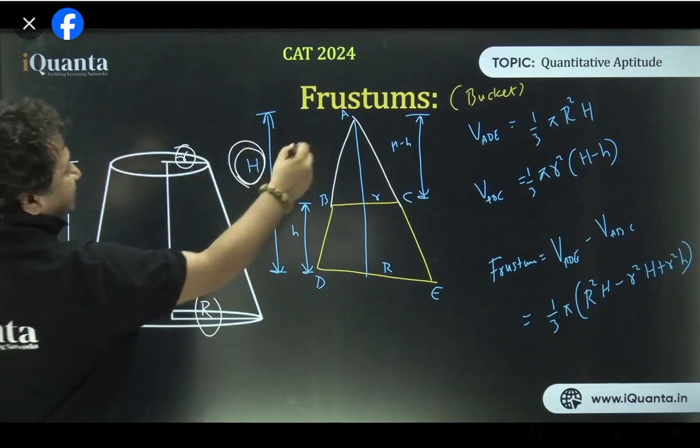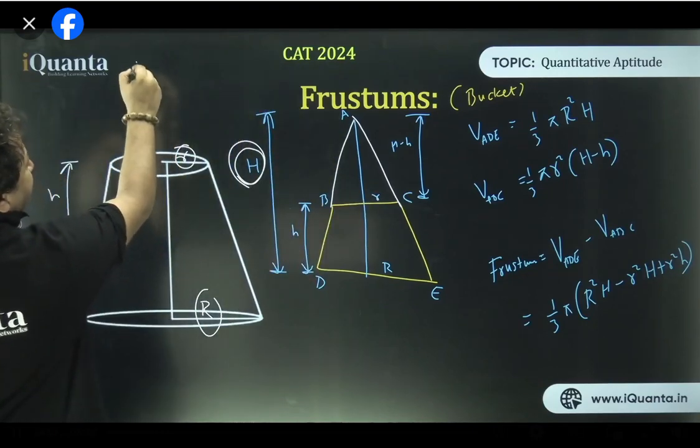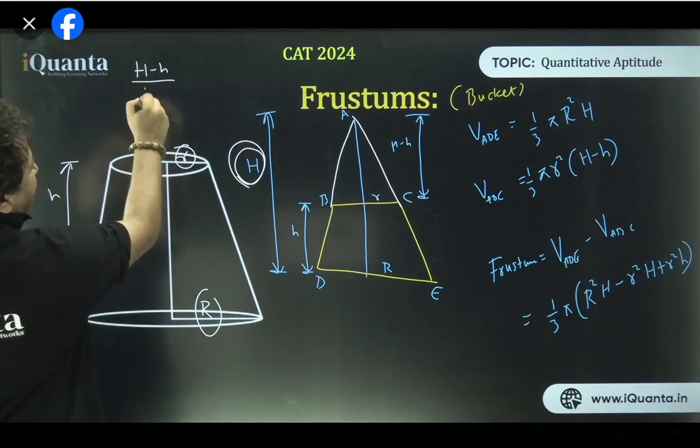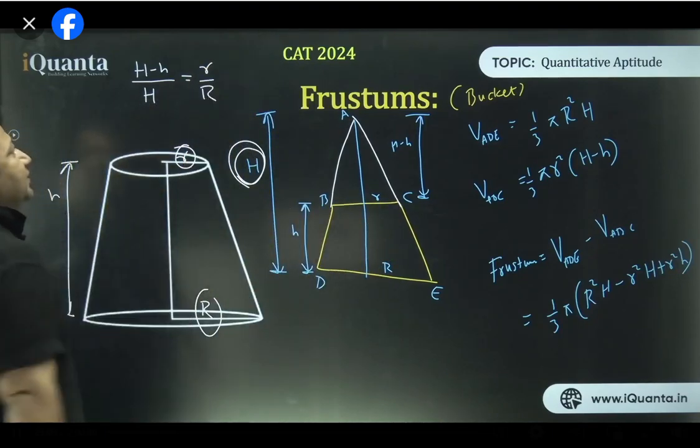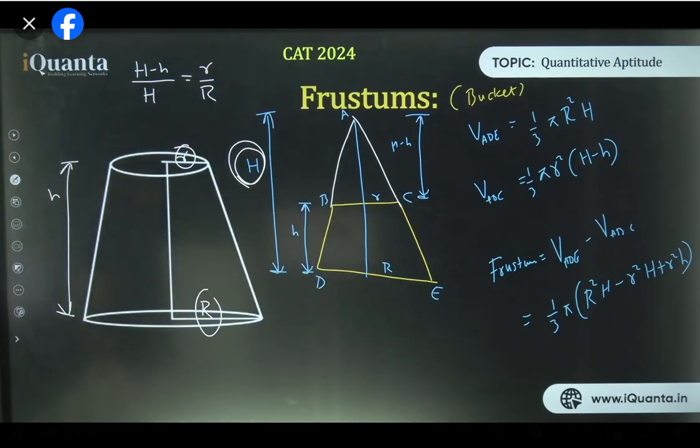By using similarity of triangles. So in this triangle, can I say capital H minus small h upon capital H? मतलब this upon this will be equal to small r upon capital R. Is that clear? Is that clear, everyone? By similarity, can we say that? Yes or no? We can say that.